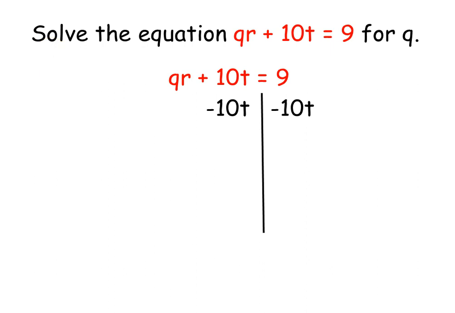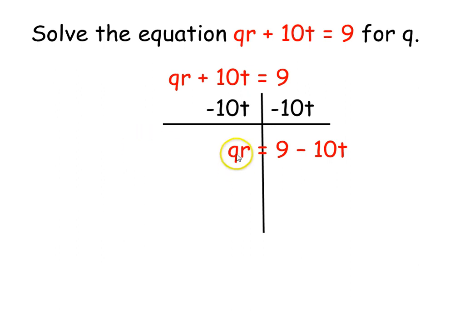When we subtract 10t on both sides, what we get on the left hand side will be just this qr, because the 10t's cancel out, which is why we subtracted it. And on the right hand side we have 9 minus 10t, but we cannot do 9 minus 10t because they're not like terms. So then we leave it as 9 minus 10t. So our resulting equation will be q times r equals 9 minus 10t, because we cannot combine these two, not like terms, so we just write it as is.